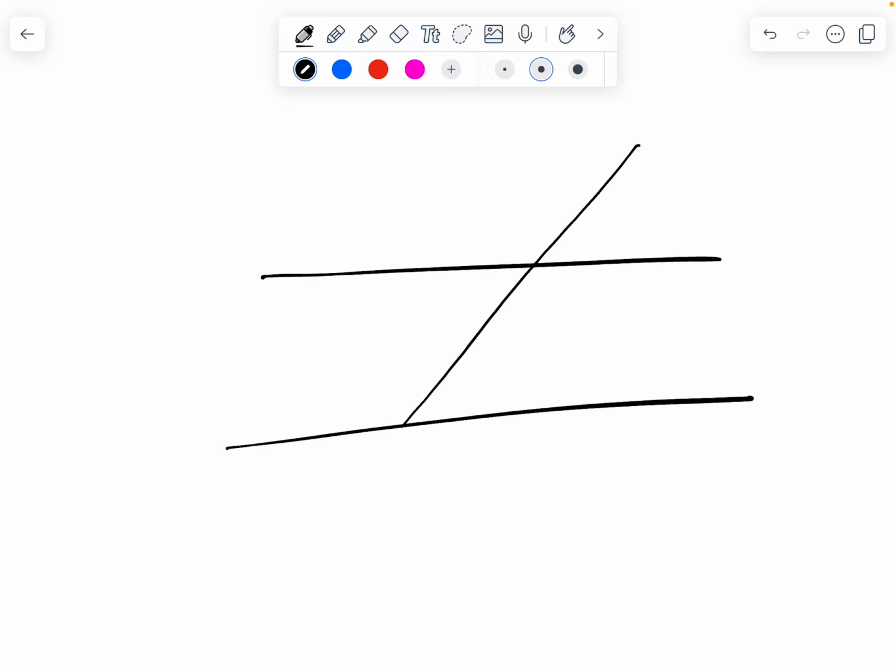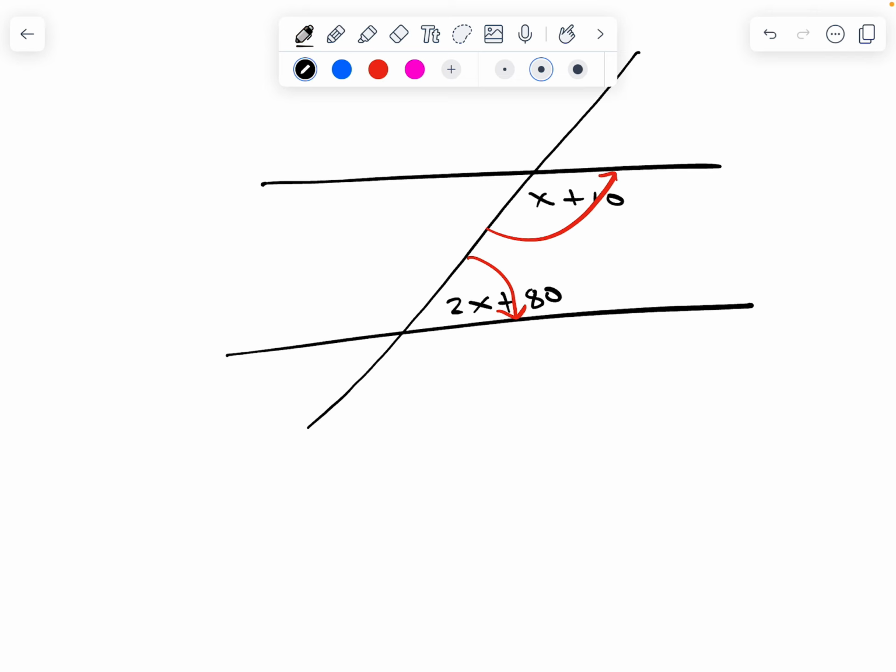Let's say you get something like this, and this one is 2x plus 80. And let's say this one right here is going to be, I don't know, x plus 10. So we have to ask ourselves a question, is this one big or little? This guy is little, and this guy is big. So we have big, and we have little. So big and little, if you have a big and a little, let's write this out. X plus 10, that's our 1, 2x plus 80.